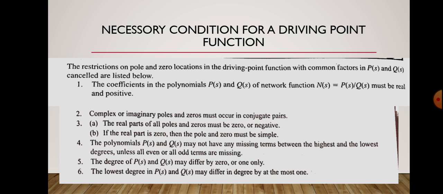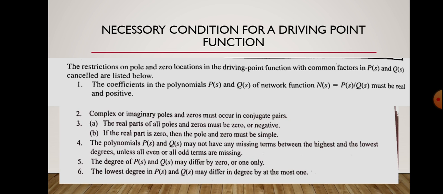Suppose there are other common terms in that function; then we can cancel them out, and finally we will get a form of P of S by Q of S. In that form, it should follow these necessary conditions. The first condition is that the coefficients in the polynomials P of S and Q of S of the network function, that is N of S equal to P of S by Q of S, must be real and positive. So the P of S and Q of S coefficients should be positive and real.